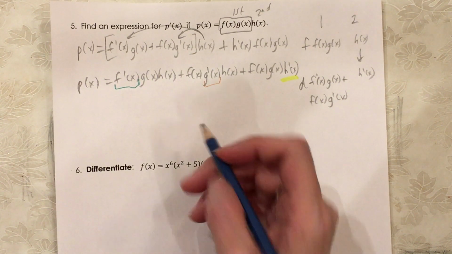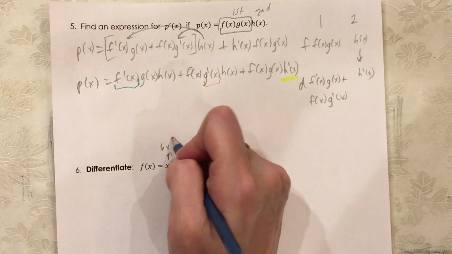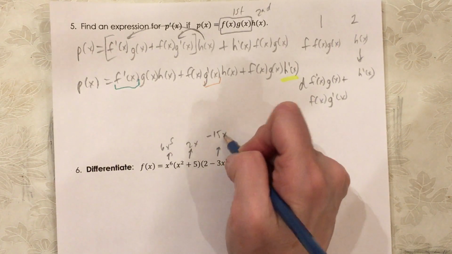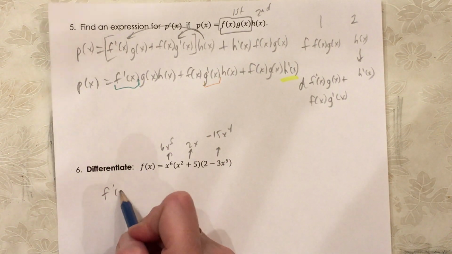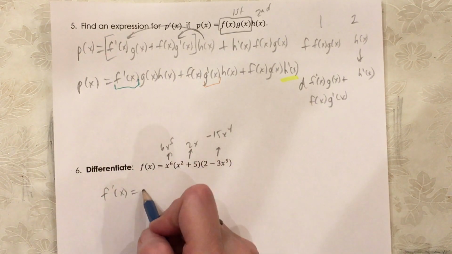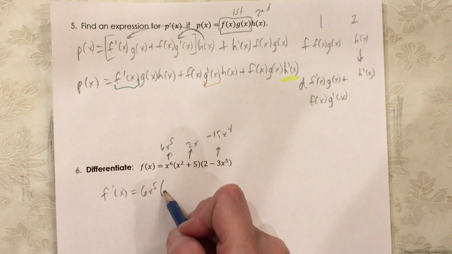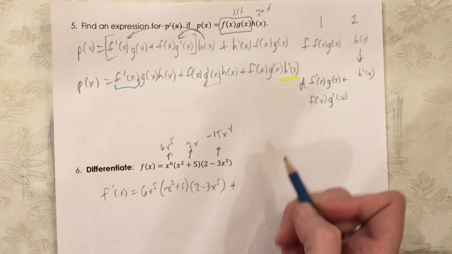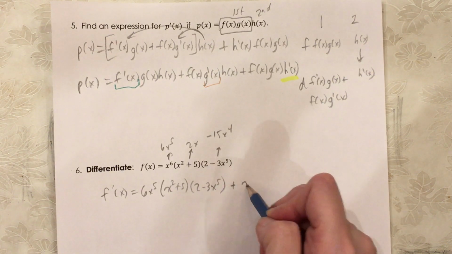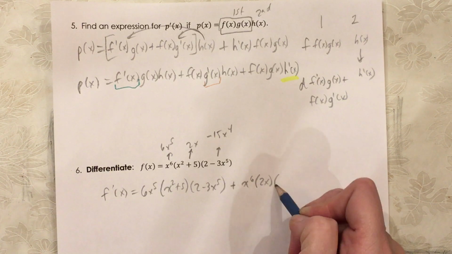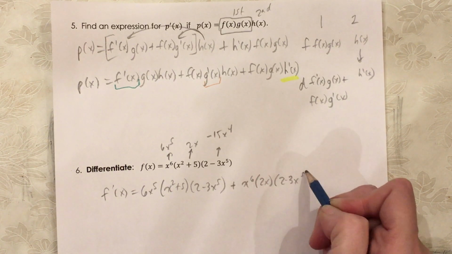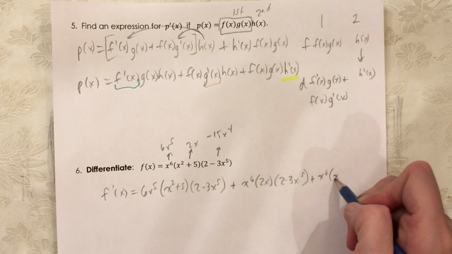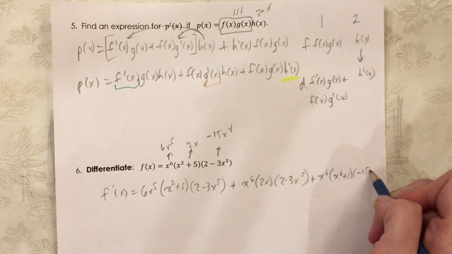So noting the derivative of this one is 6x to the fifth, the derivative of this one is 2x, and the derivative of this one is negative 15x to the fourth. We could find f prime at x following this. So it's derivative of the first times the second times the third plus the first times the derivative of the second times the third plus the first times the second times the derivative of the third.